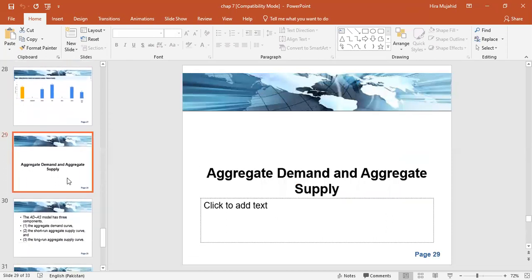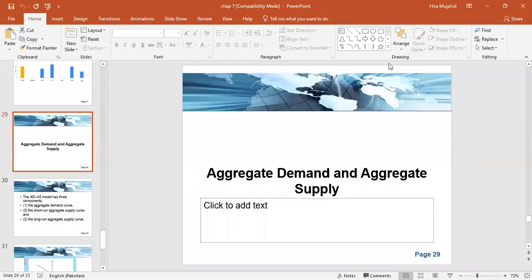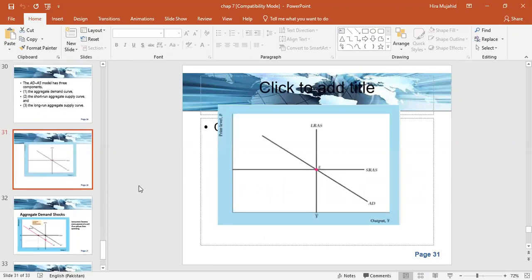Now we'll be discussing aggregate demand and aggregate supply, right? The aggregate demand and supply model has three components. The first is the aggregate demand curve. The second is the short-run aggregate supply curve, and the third is the long-run aggregate supply curve. Each curve represents the relationship between price level, measured on the vertical axis, and output, which is measured on the x-axis.